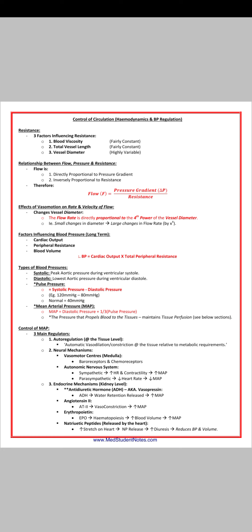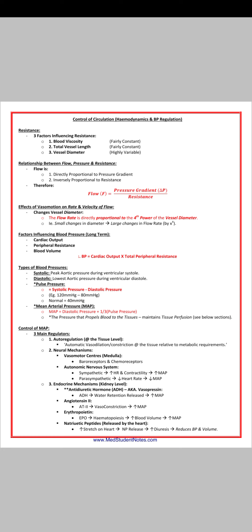So at the tissue, what happens? Automatic constriction or vasodilation occurs according to the tissue's metabolic requirements. The tissue itself regulates its vasodilation and constriction. That is how mean pressure is maintained or regulated.